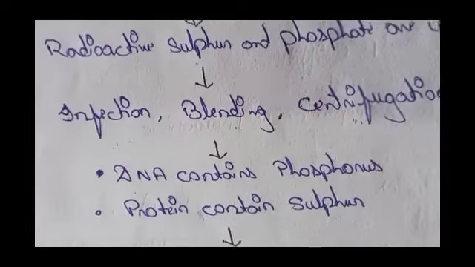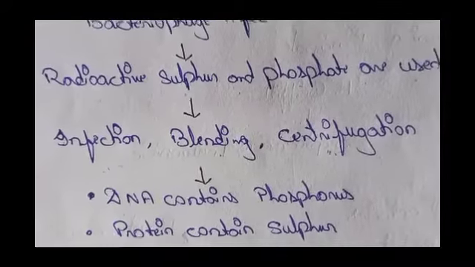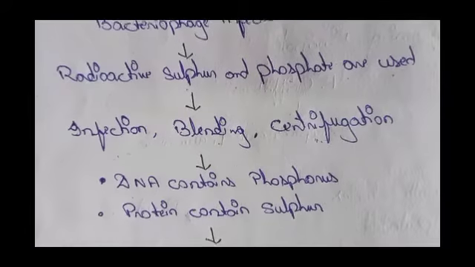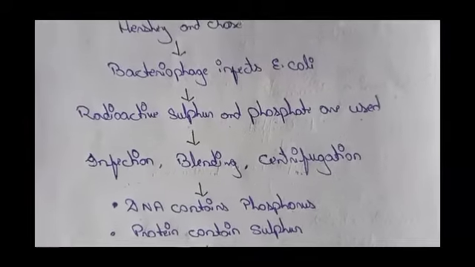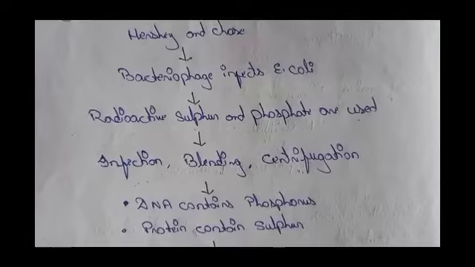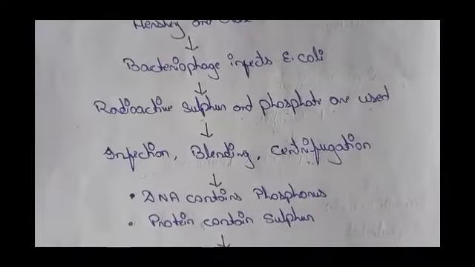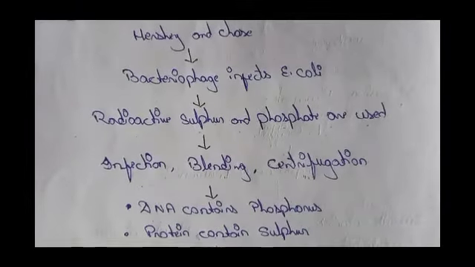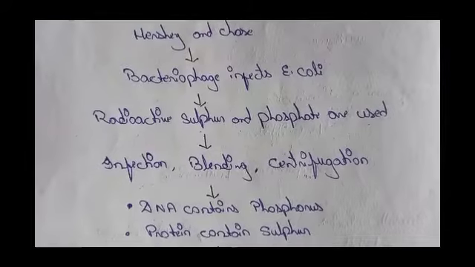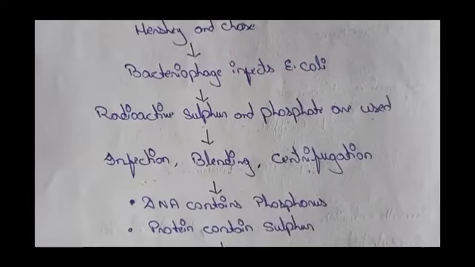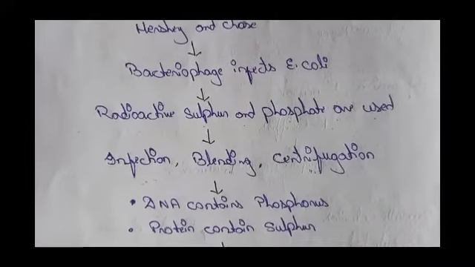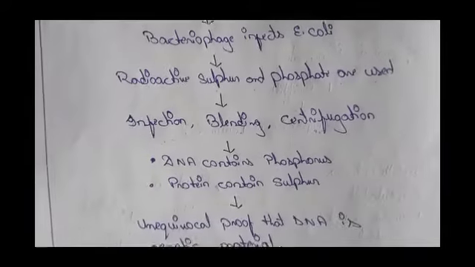That was unequivocal proof that DNA is the genetic material. E. coli is not transformed by sulfur; it is transformed by phosphorus. For that reason, DNA is what contains the phosphorus.